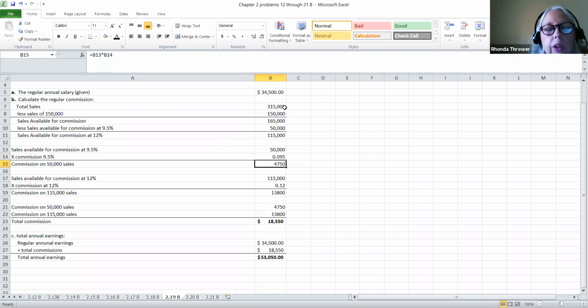So originally the sales were 315,000 that she made for that period of time. Subtract out your first $150,000 quota amount. You've got 165,000 left to calculate commissions. The first 50,000 of that 165,000 is at 9.5%. The remaining 115,000 is going to be multiplied by 12% commission to get another commission amount of 13,800.